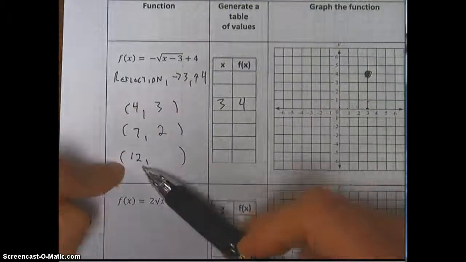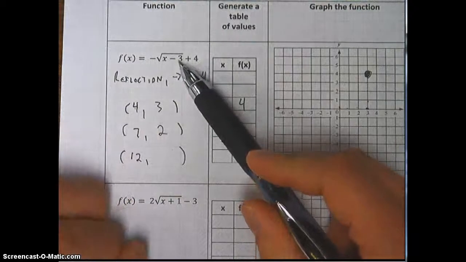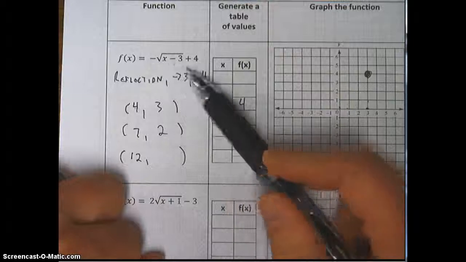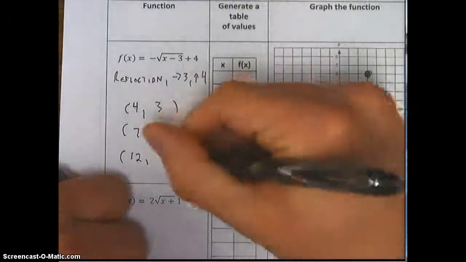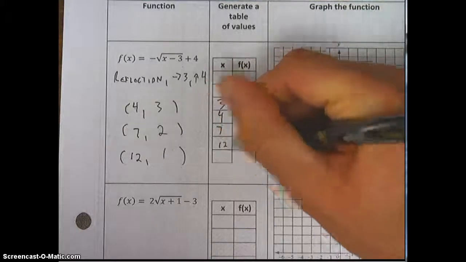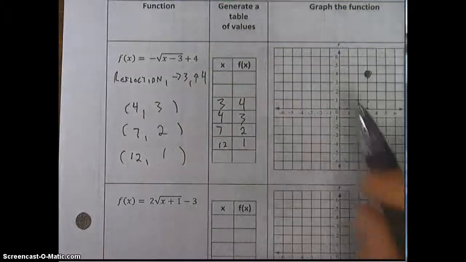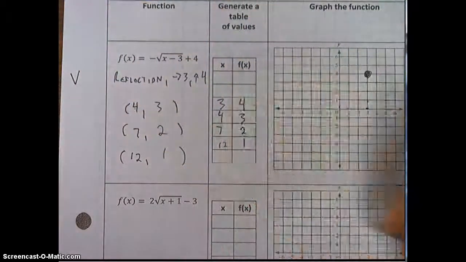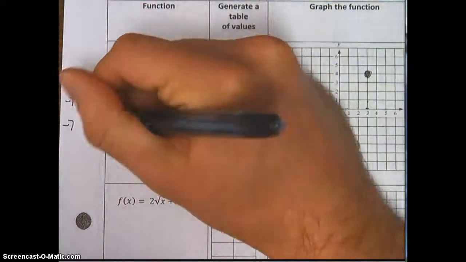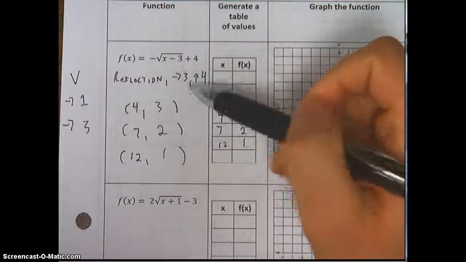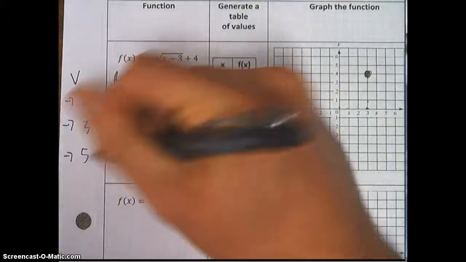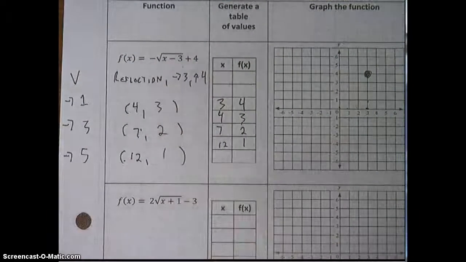All right, let's do this last one. 12 minus 3 is 9. The square root of 9 is 3. Negative makes it negative 3. Plus 4 is 1. So I'm going to write these values in here. The big thing to remember here is the process. You start at the vertex, you go right 1, you go right another 3. From 3, I went right 1 to get to 4, then right 3 to get to 7, then right 5 to get to 12, and then you could just follow that process along.